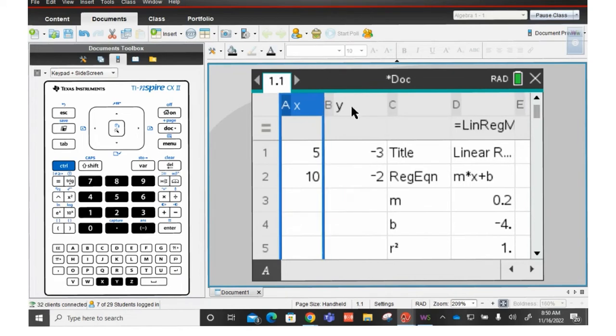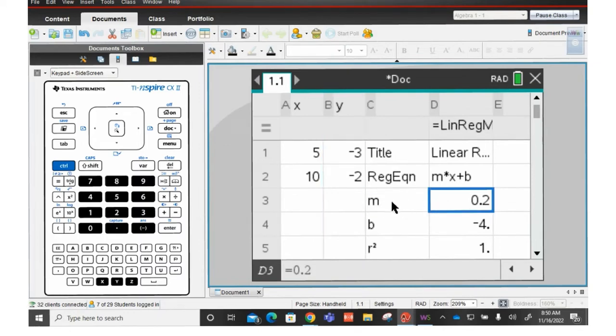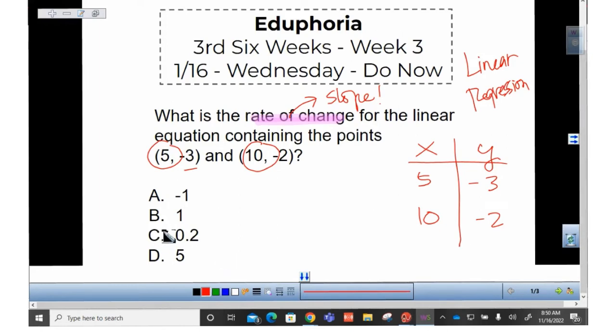I'm going to make it a little bit smaller so you guys can see the values perfectly. So linear regression, then mx plus b, m is 0.2, b, the y-intercept, is -4, r squared is 1. And if you scroll down a little bit more, you will see the r value. Since we're looking only for the slope, so m, slope, is 0.2. Okay, so let's go back to our PowerPoint. The answer is letter C, 0.2. So go ahead and enter this in your Eduphoria for today's do now and hit submit. Like I said, this is page 4 of the calculator, which is linear regression, list, and spreadsheet.